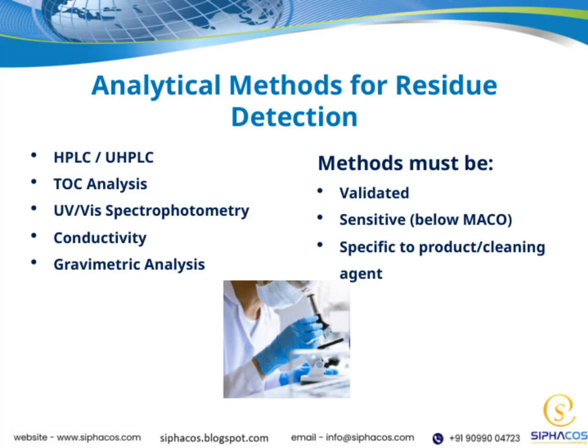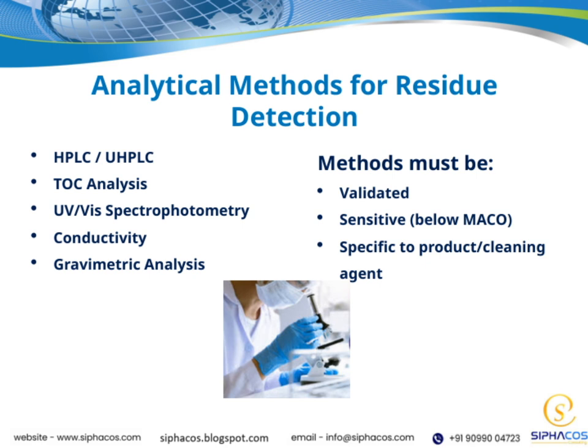When we're talking about methods for residue detection, it's crucial that these methods are validated. This means they need to be proven to be reliable and accurate for the specific application. Sensitivity is also key, and it must be below the MACO, or maximum allowable carryover, to ensure safety and compliance. It's equally important that these methods are specific to the product or cleaning agent we're testing. You don't want to get false positives from other substances.